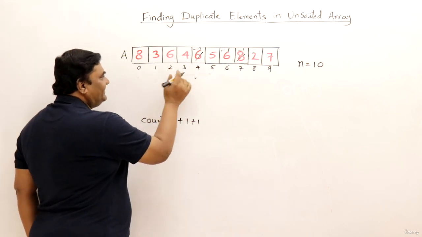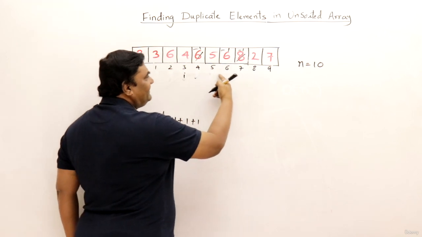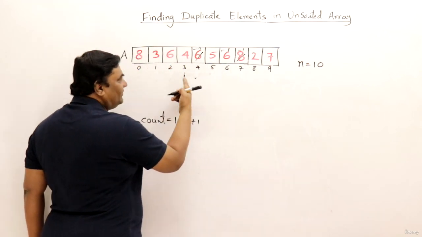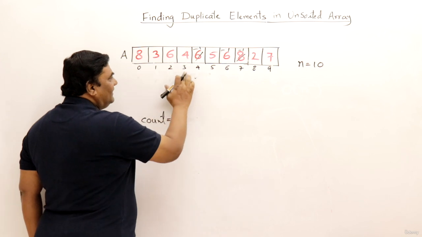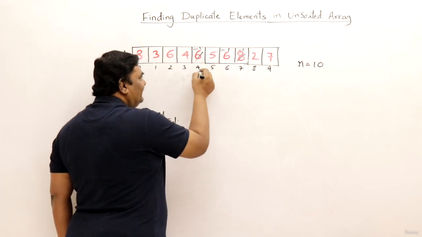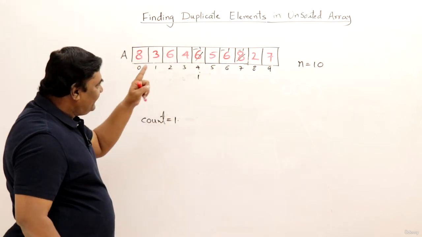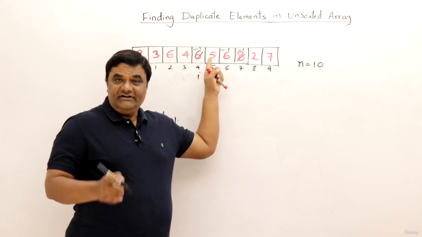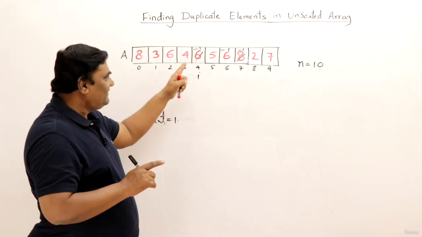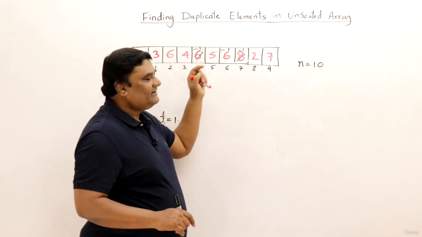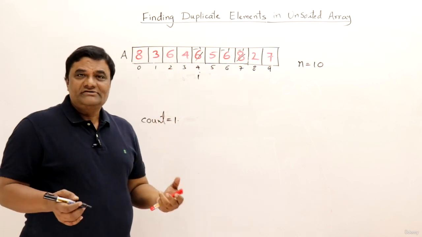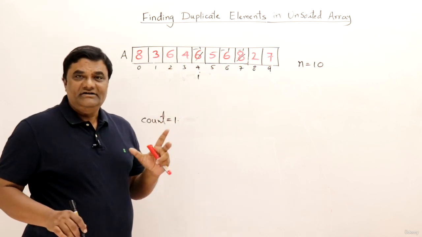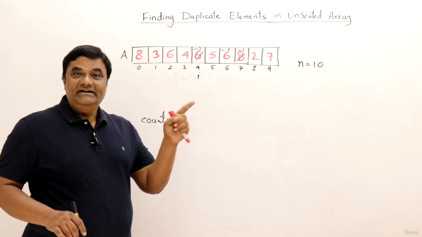Next, let us go to the next element. For 4, if I look in the rest of the array, there is no other 4. So count remains 1 for 4. Now take the next element. Now the point is, shall I take this element or not? If I take this element, then again I will get the result that 6 is appearing 2 times. I should not take that element because it is already counted. Leave it, as it's a duplicate element.